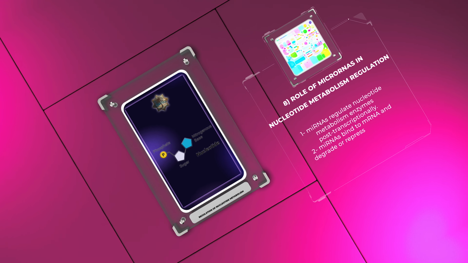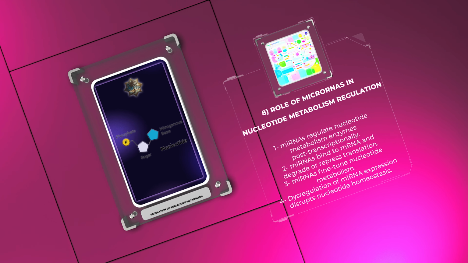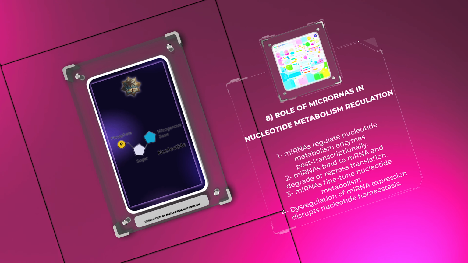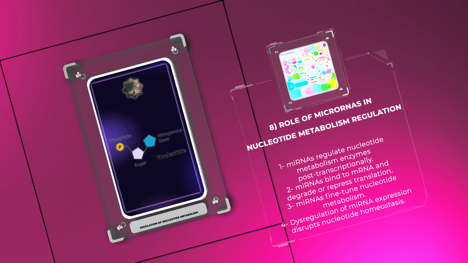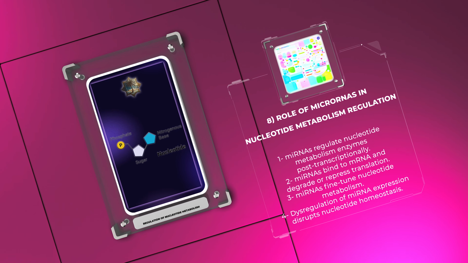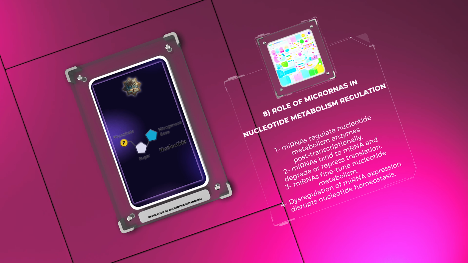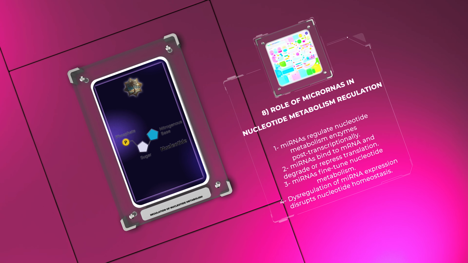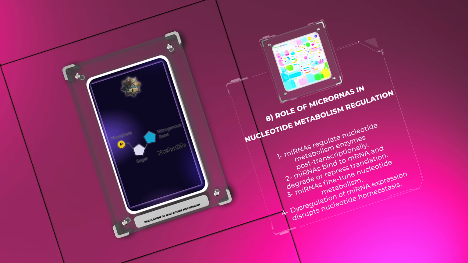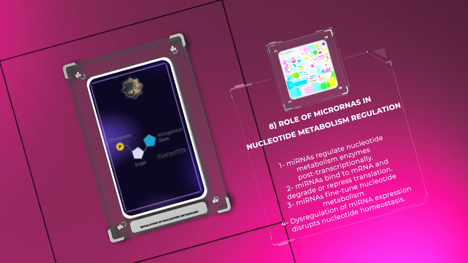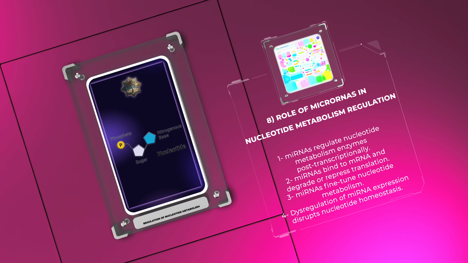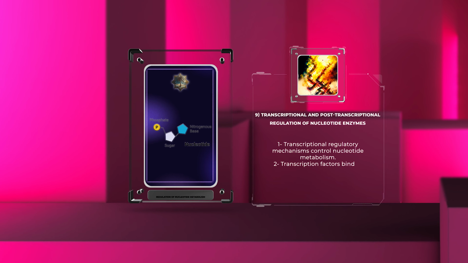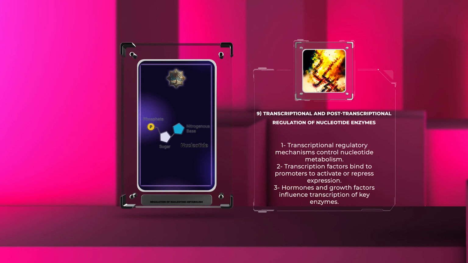MicroRNAs, miRNAs, small non-coding RNAs, have emerged as important players in the post-transcriptional regulation of nucleotide metabolism enzymes. These miRNAs bind to complementary sequences in the messenger RNA, mRNA, of target genes, leading to their degradation or translational repression. Several miRNAs have been identified that specifically target nucleotide biosynthesis genes, contributing to the fine-tuning of nucleotide metabolism. Dysregulation of miRNA expression can perturb nucleotide homeostasis and contribute to various disease states, underscoring the importance of miRNA-mediated regulation in nucleotide metabolism.